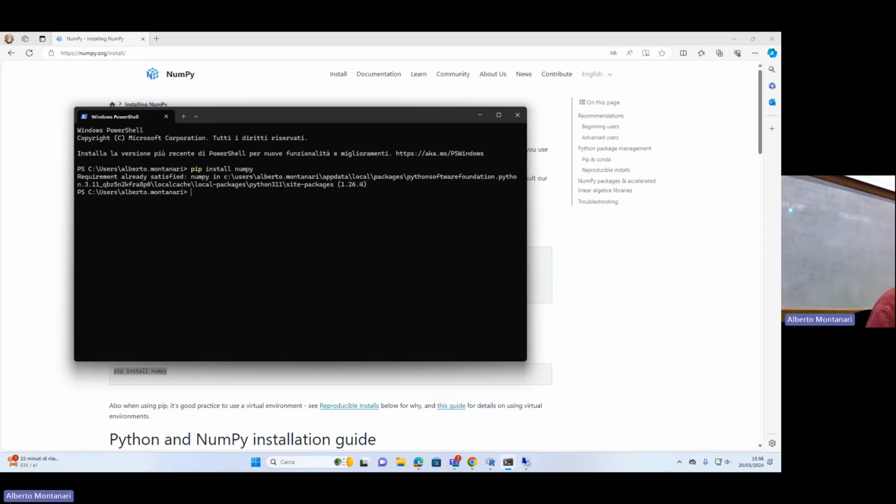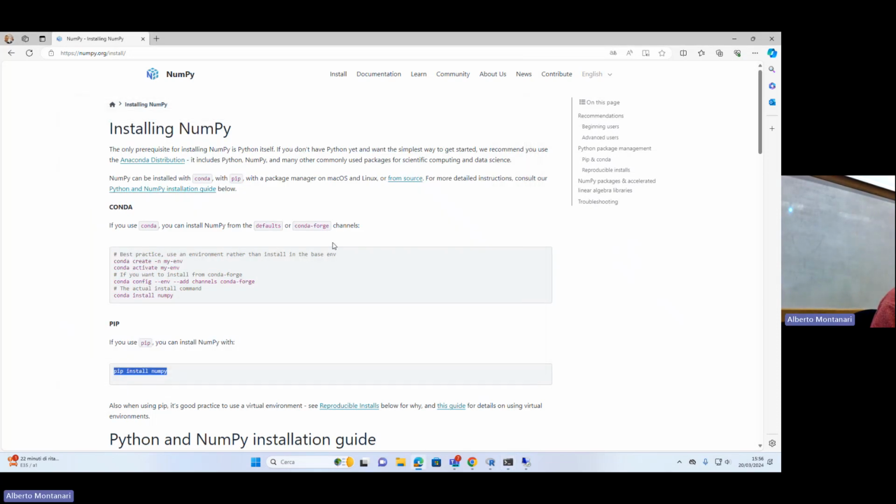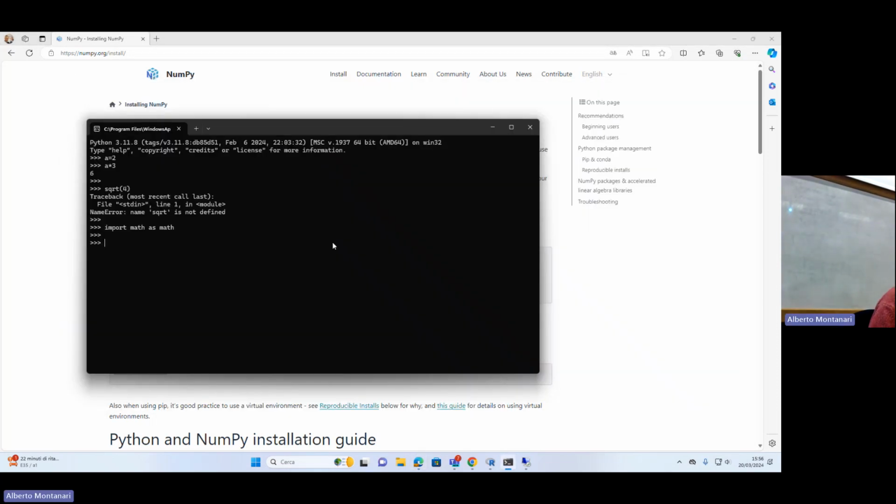Okay, once you installed it, you can close the terminal, and then you go to Python, and then you make import numpy as np. Good. So I imported the two modules that I need. Now, if I make sqrt 4, okay, it is not sqrt, but it's math.sqrt. Okay, and this is the result.